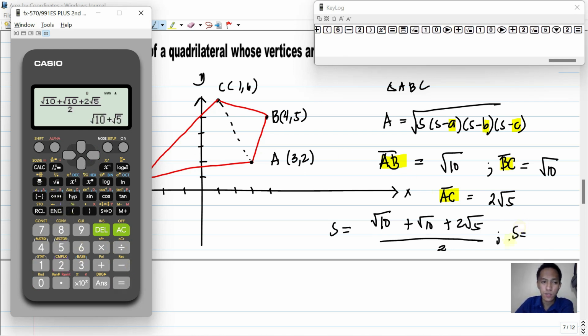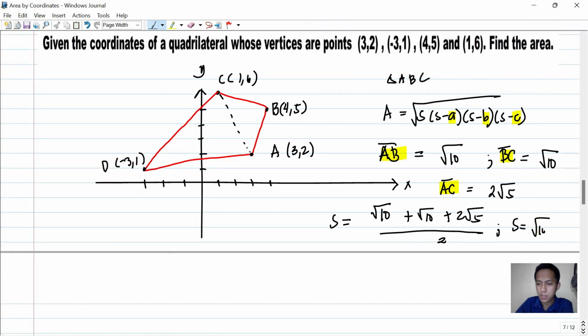So that gives you square root of 10 plus square root of 5. Okay, 5.4. So let's just say that is 5.4, or you can input the exact value: square root of 10 plus square root of 5.